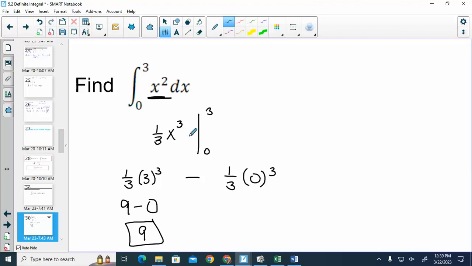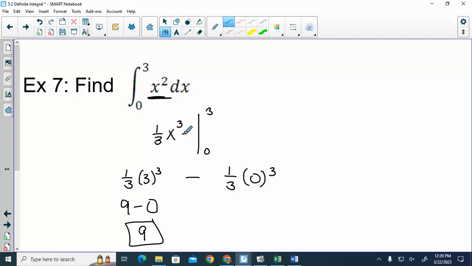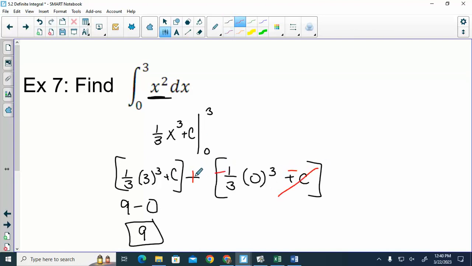The reason you don't have to put the plus c on this antiderivative is, if you did, you'd have a c here, you'd have a c here. When you subtract, what happens to those c's? They're going to cancel out every time. So while you could put a c, it's not necessary since we actually have definite numbers to plug in. When you subtract, the constant would always cancel out anyway.